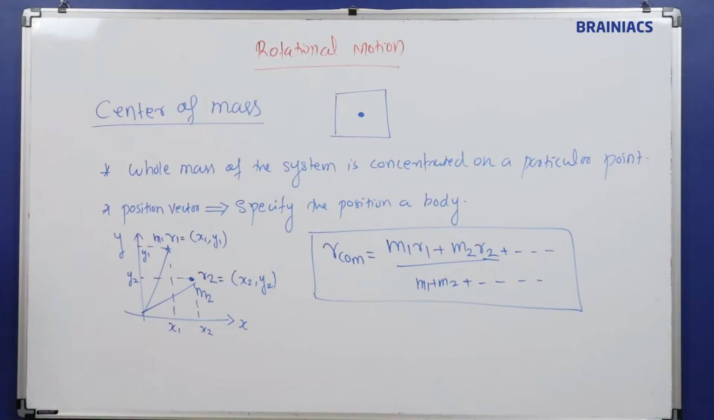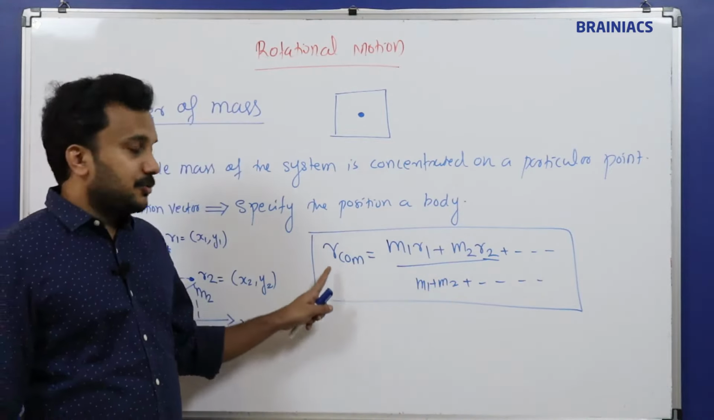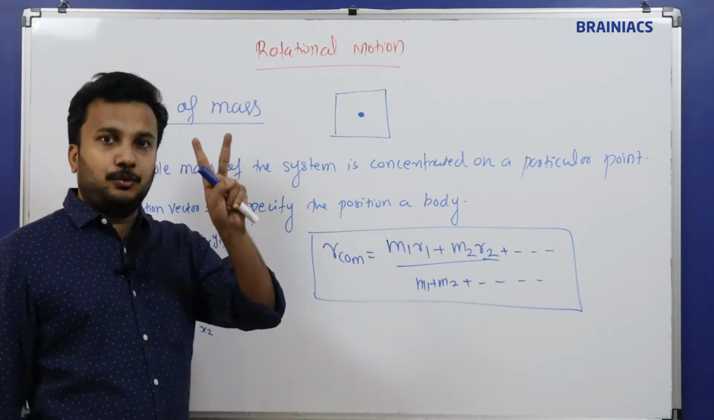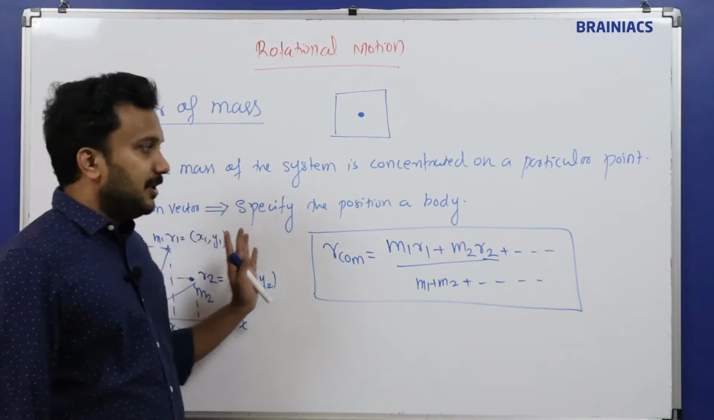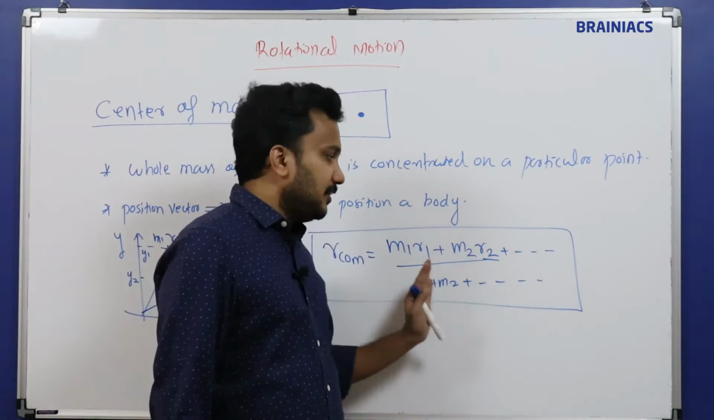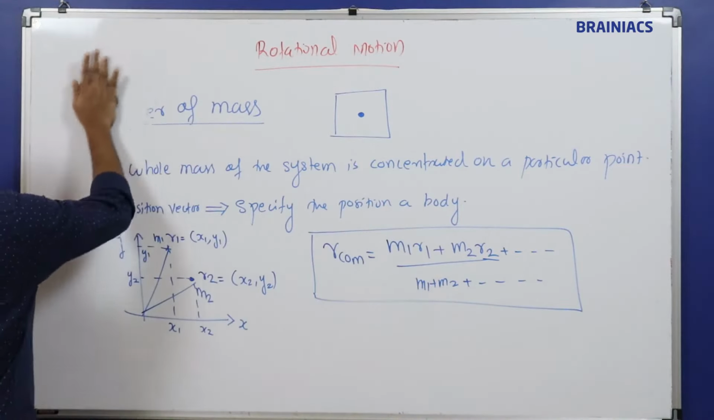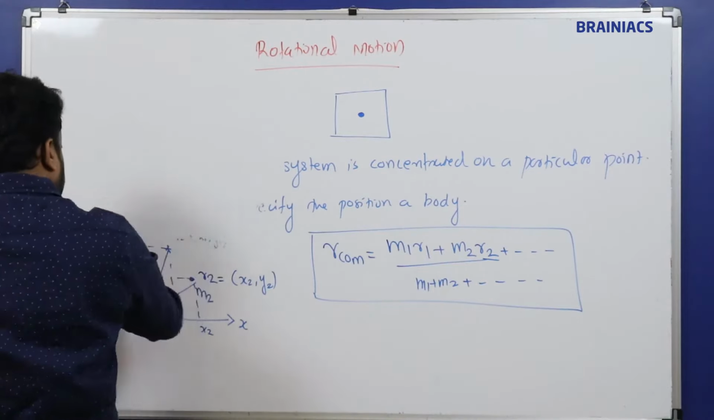This is the formula to find r, the position vector of the center of mass of a two body system. If you have many bodies, the numerator and denominator extend proportionally. Let's do one problem, a couple of questions, and then we'll see.